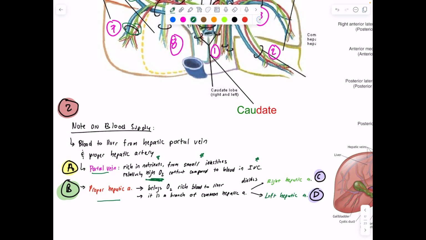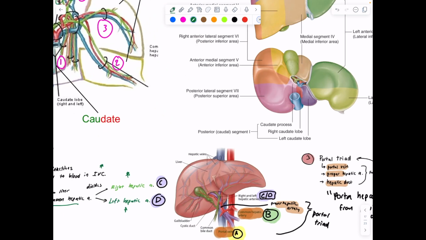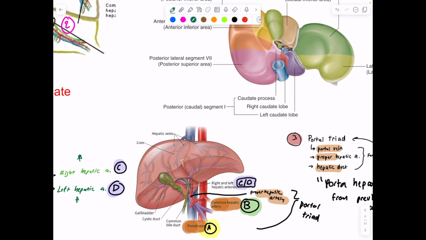All right, then we have the proper hepatic artery, which is going to split into the left and right hepatic arteries, and it brings very oxygen-rich blood to the liver. It is a branch of the common hepatic artery, which we know is coming off of our celiac trunk. So our common hepatic artery from the celiac trunk gives us our proper hepatic. Our proper hepatic gives us our left and right hepatic arteries, and that's going to each of our 8 lobes, which you can see are nice triads right here.